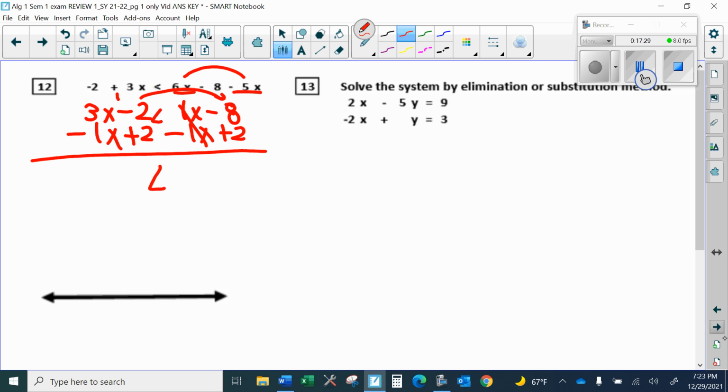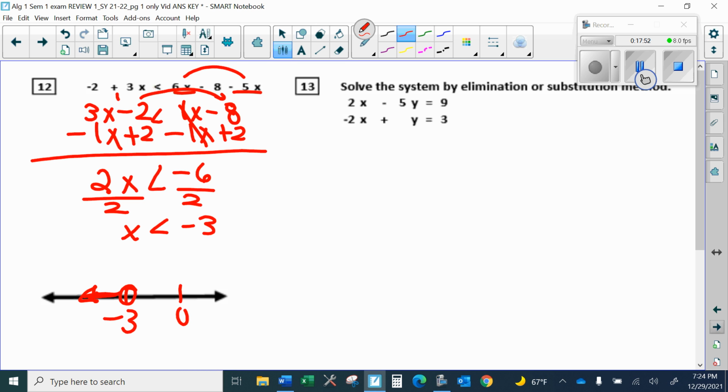Negative 8, or I can say 2 minus 8, negative 6. 3 minus 1, 2x. Last step, divide by 2. Get x is less than negative 3. So now there's 0, there's negative 3, and there's no equal sign, so it's going to be an open circle. Less than, remember the arrow always points to the less than. All the x's less than negative 3 are to the left always, so shade to the left.